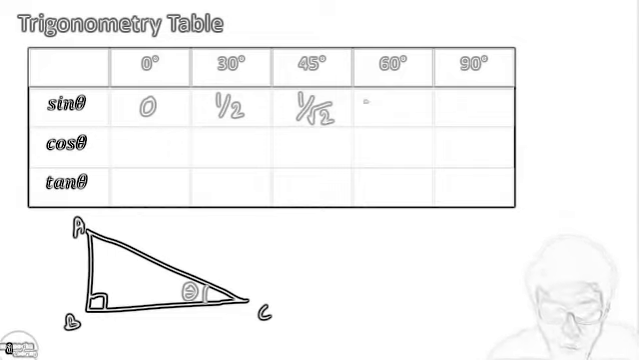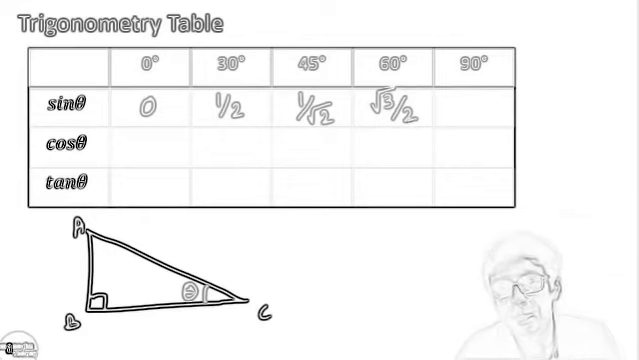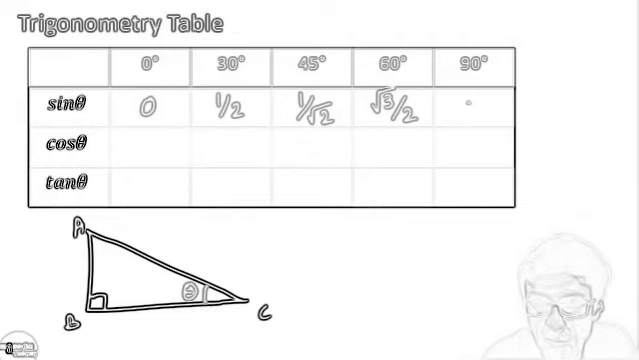Very good, a lot of you know the values already. This is root 3 by 2. And these values are also very useful for physics questions, so we use them in maths and physics. And what is sine of 90? It's defined as 1. So we need to learn these values.